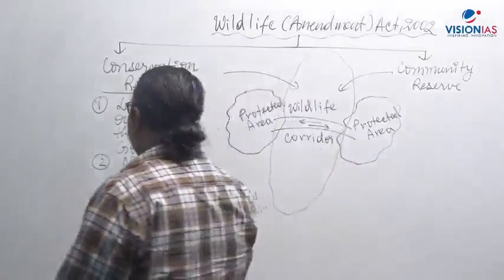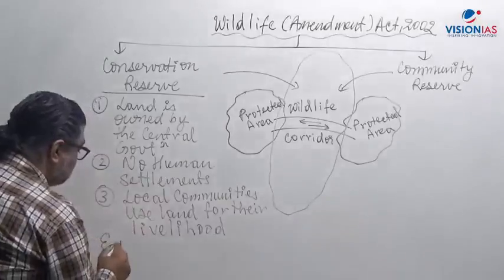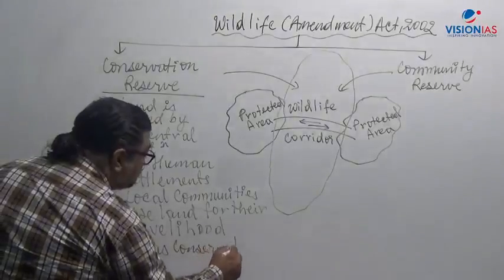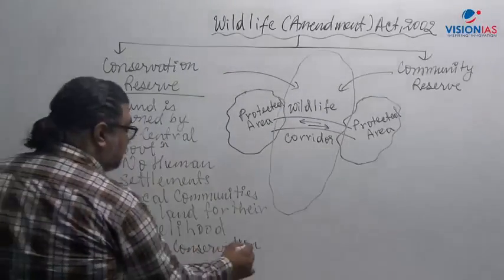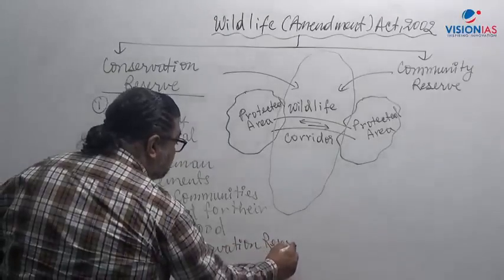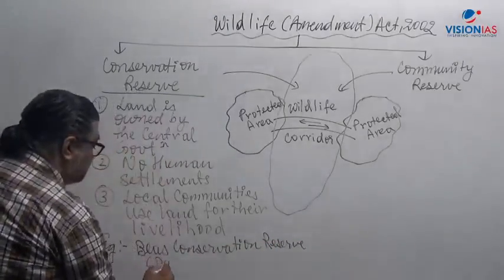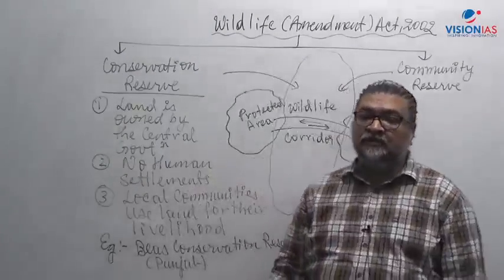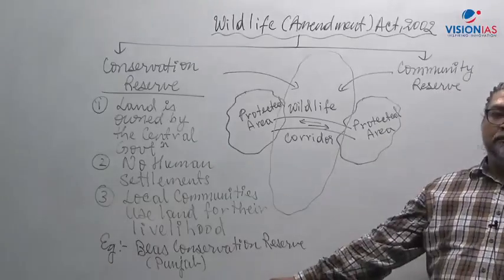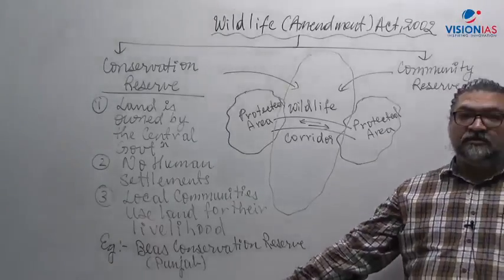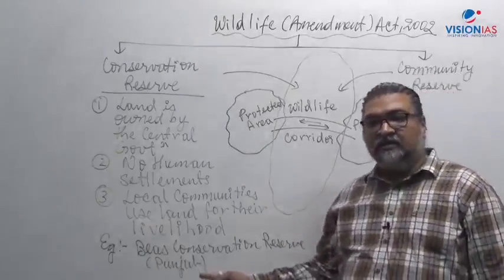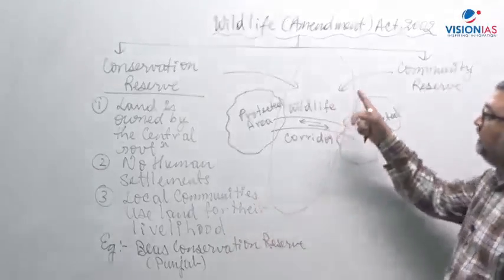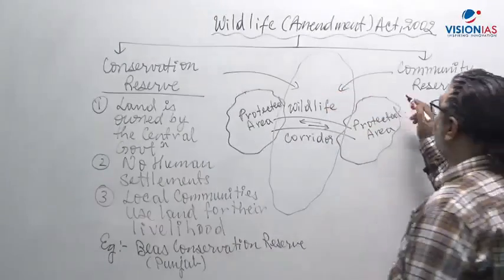Let me give you an example here. Recently in Punjab, the Beas Conservation Reserve, near Kapurthala, has now been notified as a Ramsar site. What is a Ramsar site? A Ramsar site is a wetland of international importance. I'm just giving one example. Beas River Conservation Reserve is near Kapurthala, and it has now been declared a Ramsar site, a wetland of international importance.